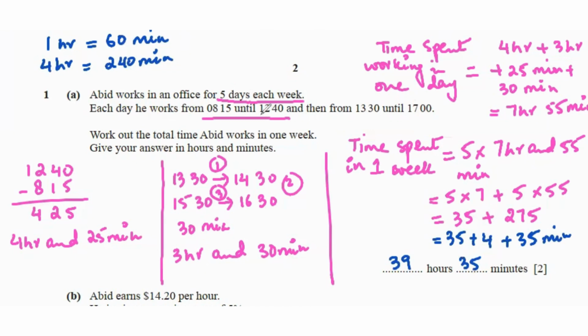To summarize, first we found the time he spent working in the first half of his work. Then we found the time he spent in the second half of his work. So when you add that up, that gives us the time he spends working in 1 day. Then we find the time that he spent in the entire week by multiplying the time he spent working in 1 day by 5. And that gives us 35 hours plus. We broke down the 275 minutes into 4 hours and 35 minutes. 4 hours get added to 35, so there are 39 hours in total and 35 minutes.